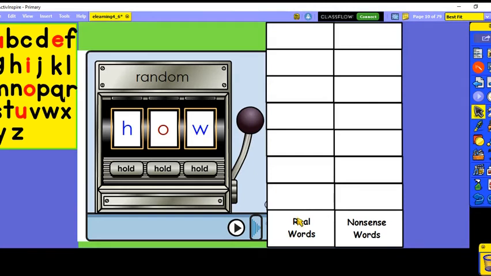Okay, guys, I've got a little game for us to play. We're going to click the button and see if it makes a real word or a nonsense word. So let's see. All right, let's say the sounds. Is that a real word or a nonsense word? That is a nonsense word. So we're going to put ner over here with the nonsense words. All right, let's do another one. What is this word? As, paz. Is that a real word or a nonsense word? It is a nonsense word too.